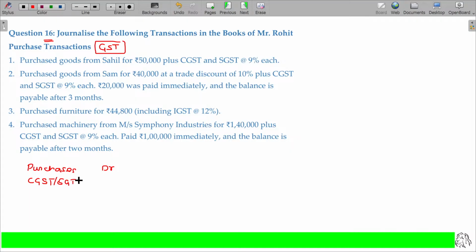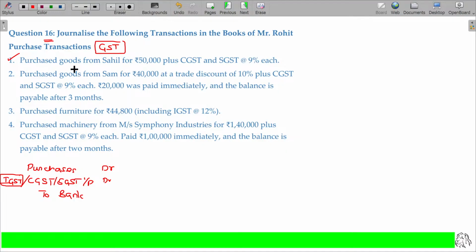Sometimes you may have IGST for inputs, to bank. Or in case of credit, the party's name will be there. IGST is applicable for purchases from one state to another state, or interstate supply. CGST and SGST will be applicable in case of purchase and sale within the same state.